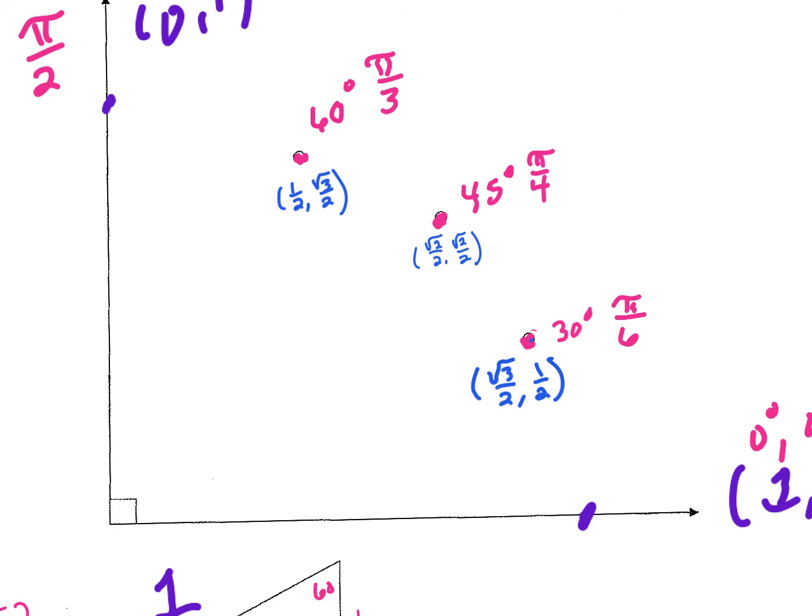And some of this, like I said, you just have to get memorized. So you've got to know, if you know pi is 180 degrees, then pi over 6 has to be 30 degrees. Pi over 4 is 45 degrees. Pi over 3 is 60 degrees. And pi over 2 is going to be 90 degrees. If you don't have those memorized yet, you've got to get those memorized. Okay?